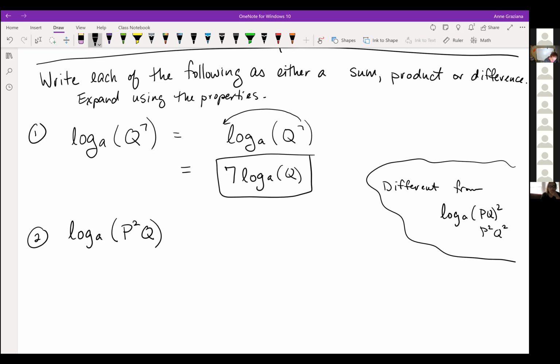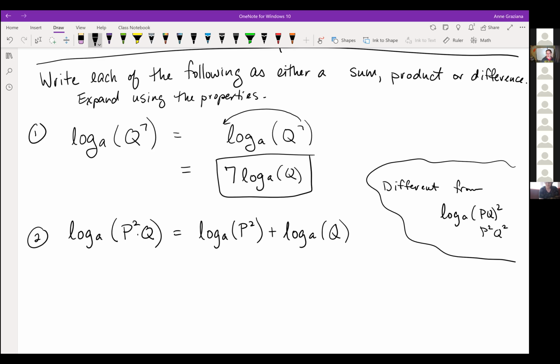So the first thing I'm going to do is look at that product, P squared times Q. That can be broken up into addition. So this is going to be log base A of P squared plus log base A of Q. Oops, messy Q. Okay.